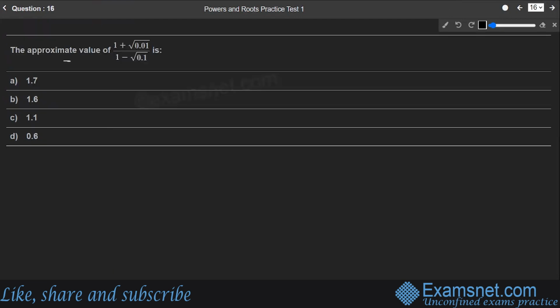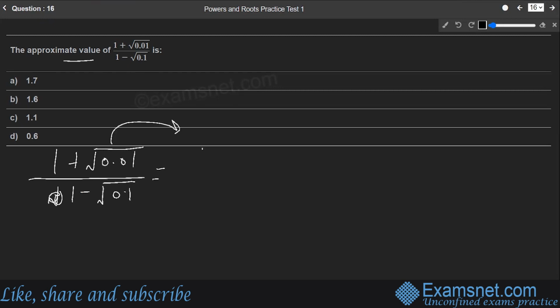Next, the approximate value of under root of 1 plus under root 0.01 over 1 minus under root 0.1 is. Okay, we are supposed to find the approximate value of this. So let us write it once. 1 plus under root of 0.01 divided by 1 minus under root of 0.1. So let us just quickly find out. So clearly under root of 0.01 is nothing but 0.1. So on the numerator we get 1 plus 0.1 divided by what we are getting in the denominator, which is 1 minus under root of 0.1.